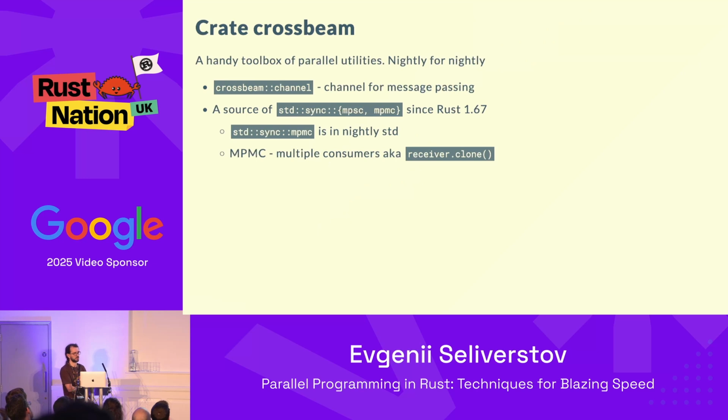So if you need something more advanced, like multi-producer, multiple consumer, you can go with Crossbeam. It's a really nice toolbox, a nice crate to have. It's kind of a nightly for nightly. So all of these structures are implemented first in Crossbeam, and then they're ported to the standard library. So for example, if you want multiple consumers, you can go with this or enable nightly.